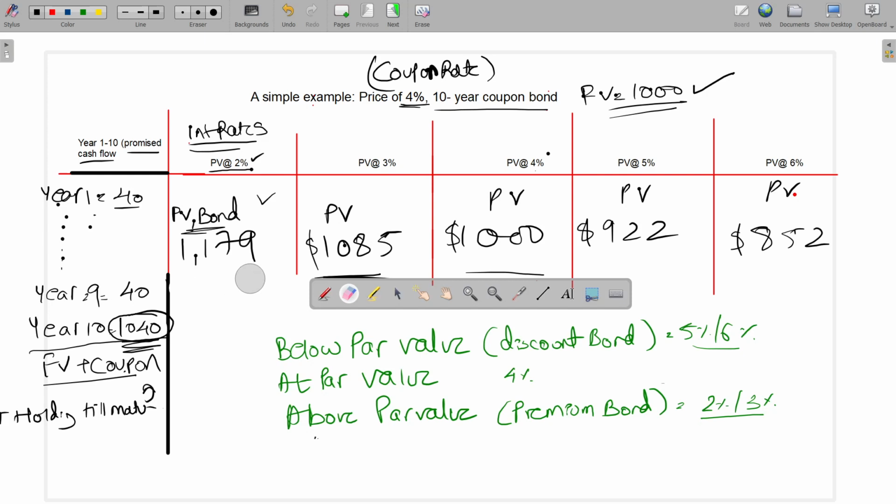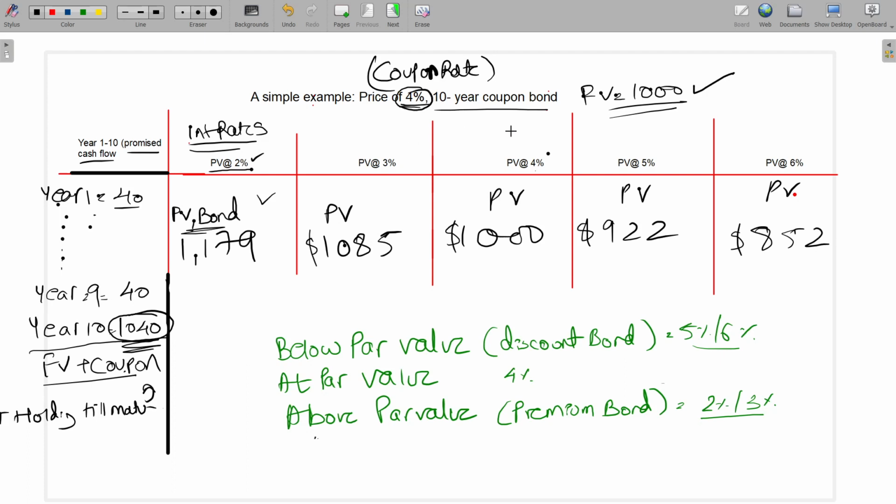As I said, we know that there exists an inverse relationship between a bond's price and its interest rate. So we know it is paying me a coupon of 4%. When the market interest rate is itself 4%, you have to understand that its present value is going to be 1000 only, because it is at par. That is, my coupon rate is equal to my market rate. That's why we call it at par.